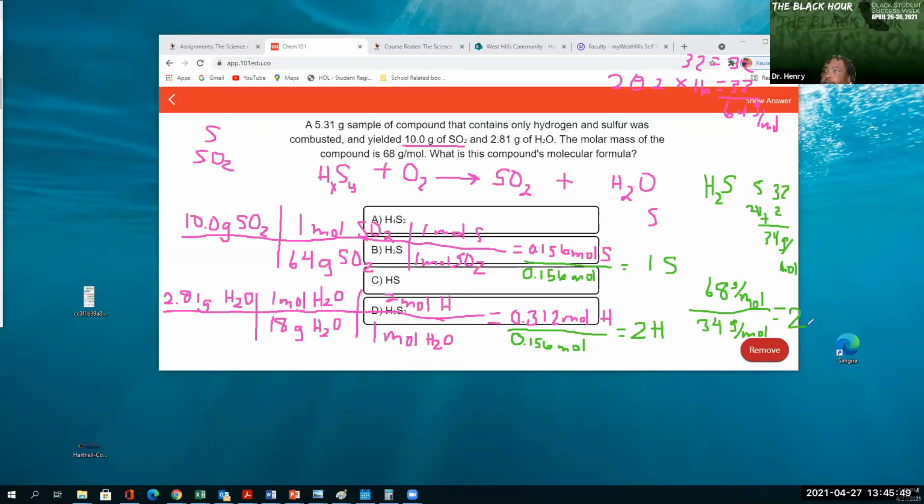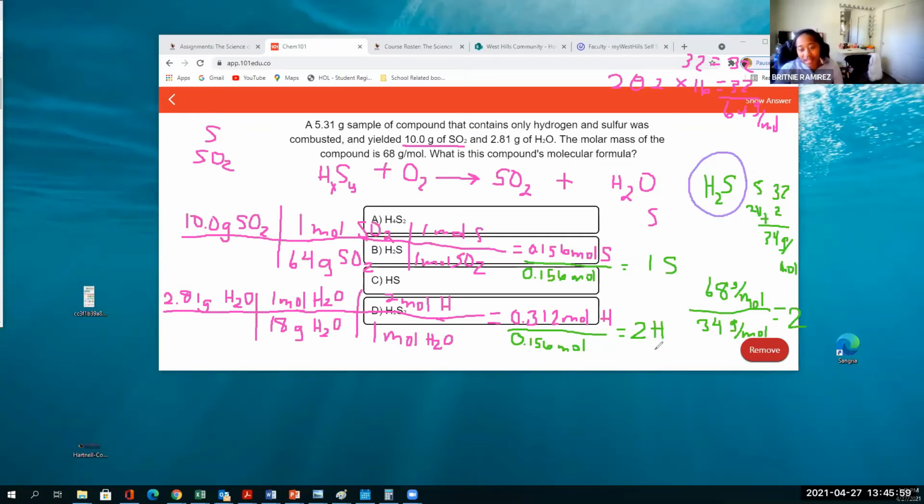2. So then you have to go back and multiply the empirical formula, the H2 and the S, by 2. So it'll be H4S2.